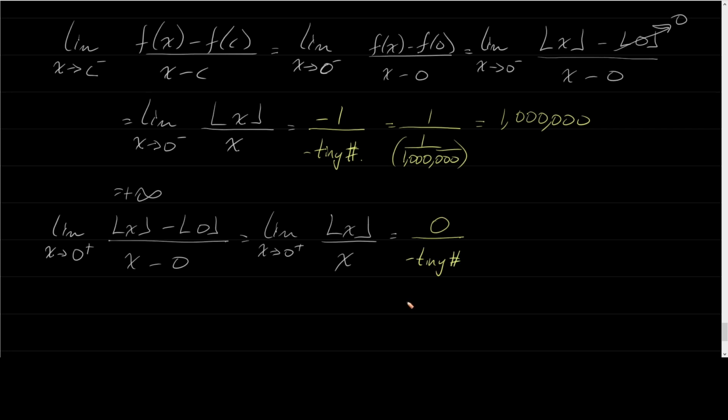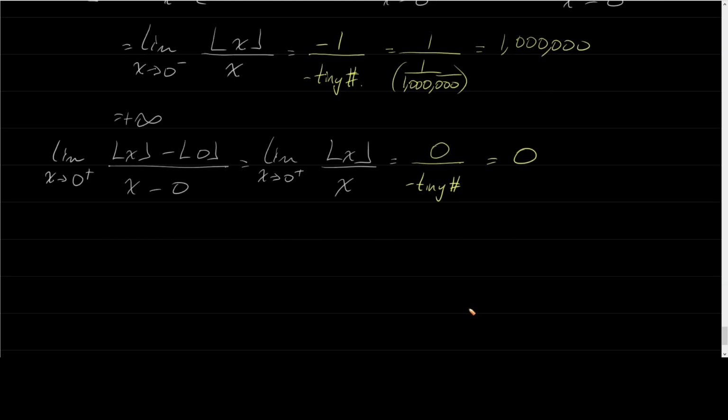0 over a negative tiny number. Well, in general, 0 over any number is just 0, with the exception of 0, right? Because this, I said negative, I meant positive tiny number, right? Because it's on the right side.